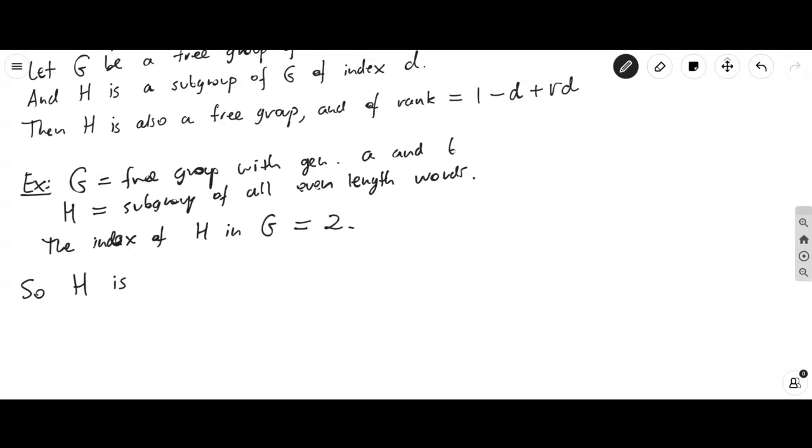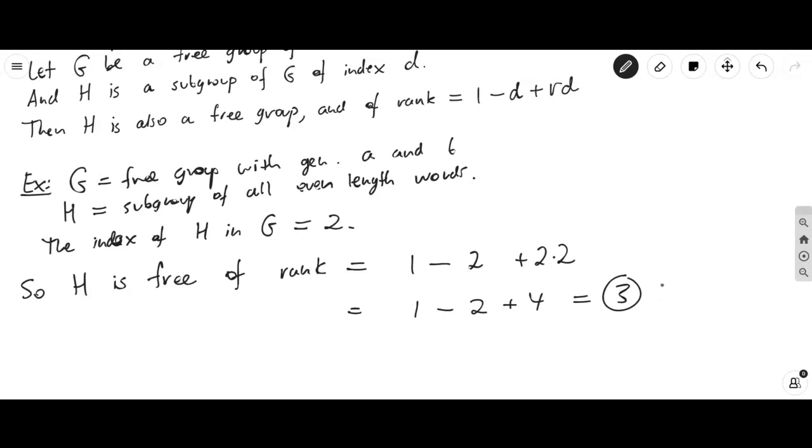So H is free. It's a free group of rank, and the rank would be 1 minus, plus R times D. D is the index. So the index is 2, and the number of generators is 2. Oh, I guess it does not really tell us 2 times 2, because then I do not know whether this is supposed to be R or D. They're going to be the same in this case. But let's just calculate what this is. This is 1 minus 2 plus 4. So that's 3. So it's free of rank 3.